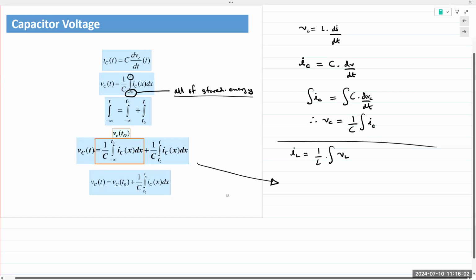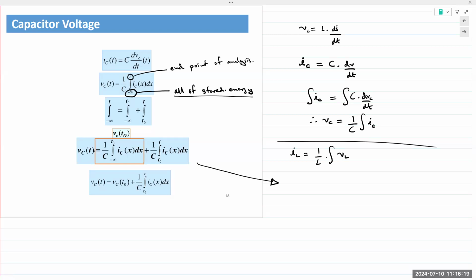And this t right here signifies the end point of analysis. End point of analysis. But we don't know what that endpoint is. For every specific example, every specific case, it is different. Hence, we use a variable time t.